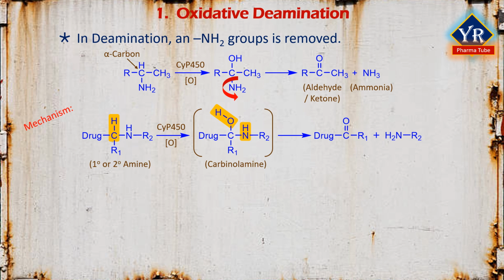Carbinolamines are unstable intermediates and undergo a further reaction to generate either an aldehyde or ketone, depending on whether the R1 group is a hydrogen atom or a carbon atom respectively. This reaction causes the release of ammonia or a primary amine depending on whether the R2 group is a hydrogen atom or a carbon atom respectively.